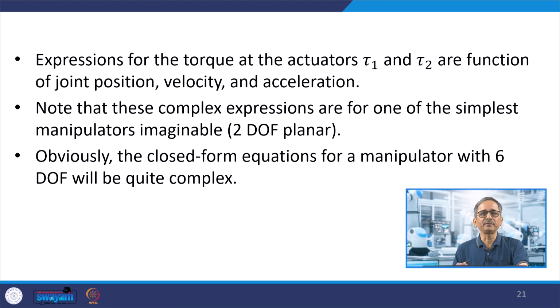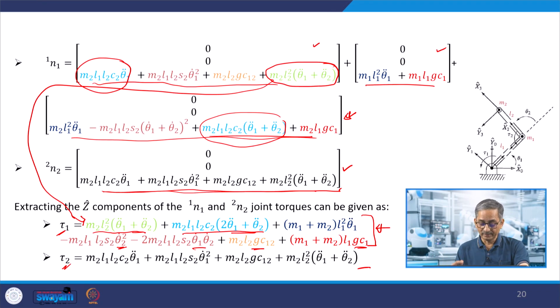So, the expression for the torque at the actuator, that is tau 1 and tau 2, which we have just evaluated, these are functions of what? All these, the joint position, velocity and acceleration, okay. And this complex nature we have got for the simplest type of manipulator which is possible, that is a 2 degree of freedom planar manipulator. So, think about how these expressions are going to look for the more complicated case of say a 6 degree of freedom manipulator, okay. So, naturally the closed form equation is going to be very complex, okay.